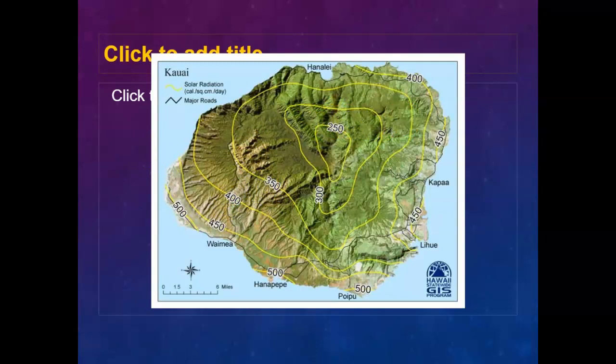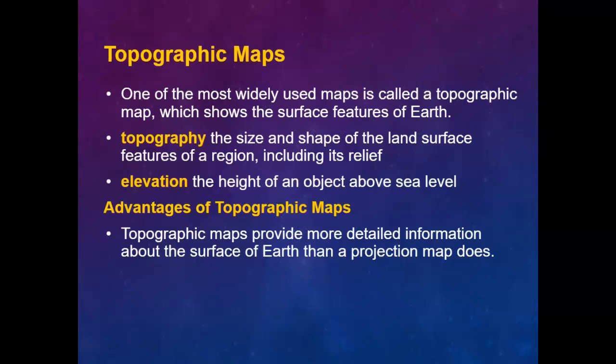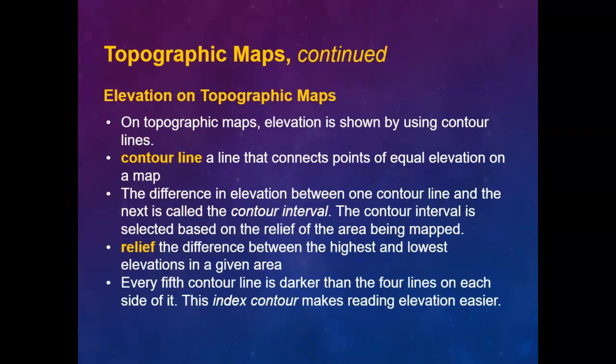Okay. Well, let's continue onward. What does a topographic map show? A topographic map shows the size and the shape of the land surface of a region, including its relief, basically how steep it is or how flat it is. On a topographic map, they oftentimes will have contour lines. A contour line is a line that connects points of equal elevation.